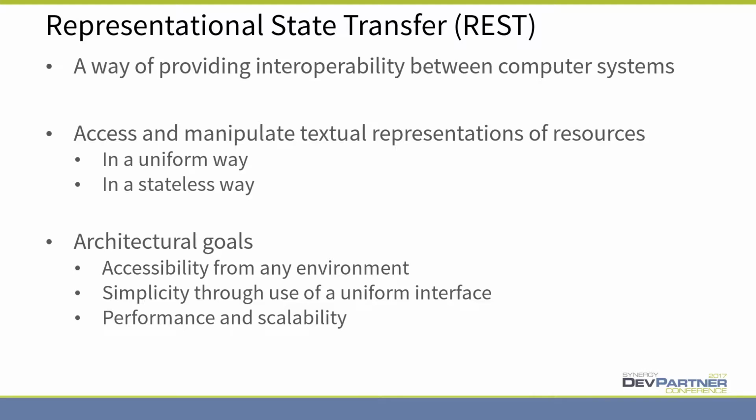So the representation would be maybe a piece of JSON that describes something. The state is the properties and values. You know, what does the record in the ISAM file look like right now? That is the current state. A representation of it might be a piece of JSON that represents that state. And REST is all about transferring that somewhere else to a client.